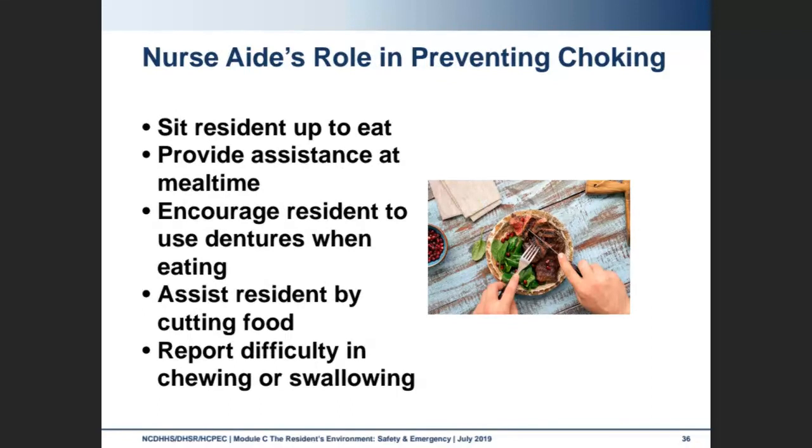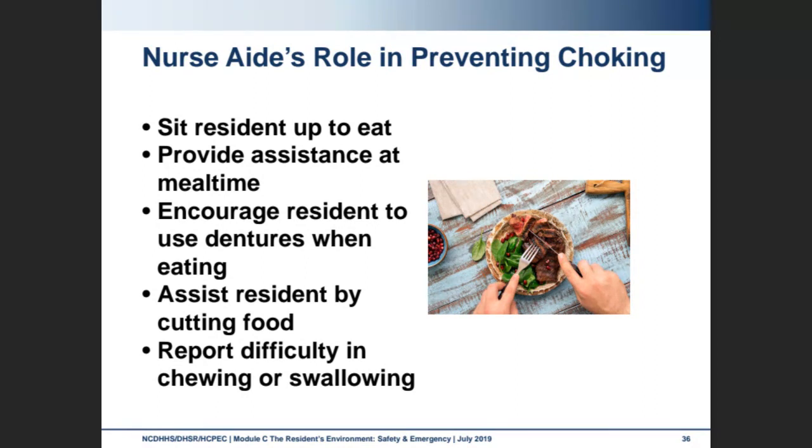There are things that we can do to prevent choking. One of the main important things is making sure the resident is sitting up between 75 and 90 degrees while they're eating and leaving them up at 75 to 90 degrees for at least 30 minutes after they've completed their meal. We also want to provide assistance at meal times as needed to prevent spilling of hot liquids, make sure they're using their dentures because that's going to help them to chew, assist them by cutting food into smaller bites, and if you notice any difficulty chewing or swallowing, make sure that that is getting reported immediately.